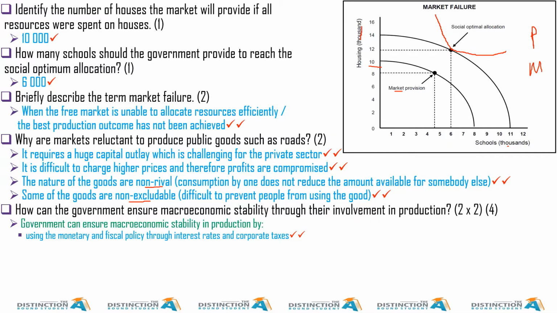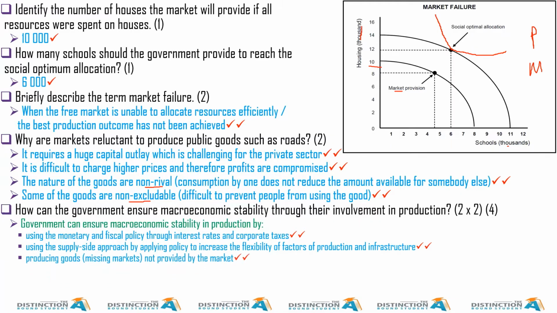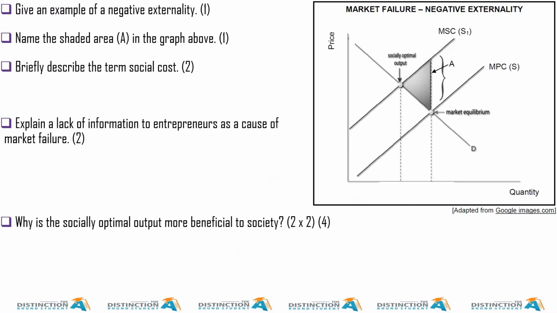So through interest rates and corporate taxes, all those things, you see. Right, then government can also use the supply side approach by applying policy to increase the flexibility of factors of production and infrastructure. Producing goods, that is for missing markets, it's one of the reasons for market failure. Not provided by the market. Normally, we have public goods to talk about there.